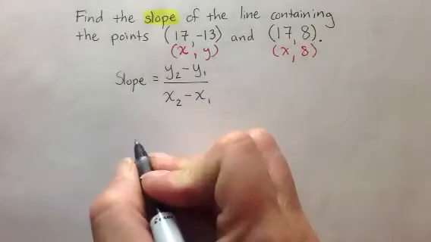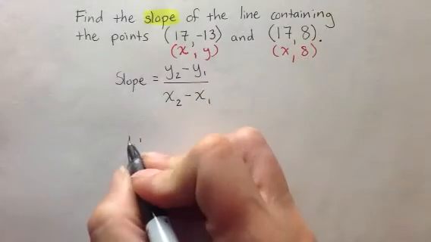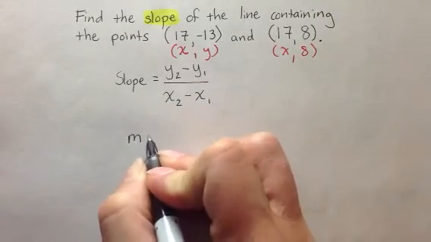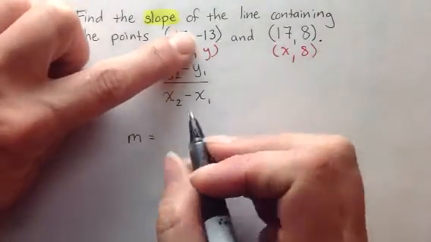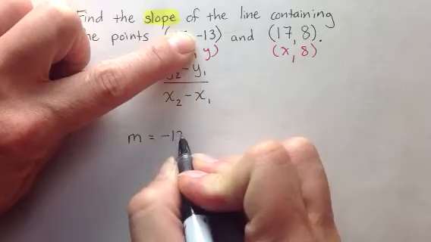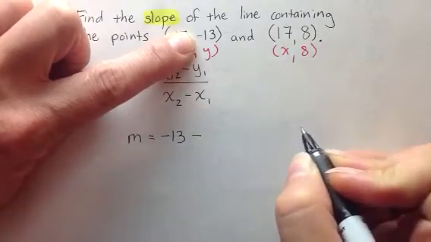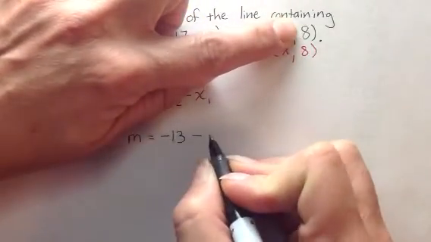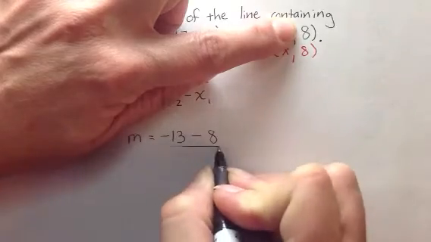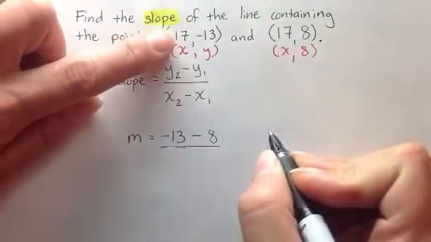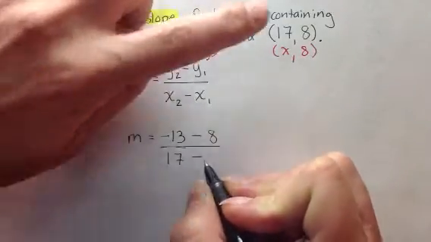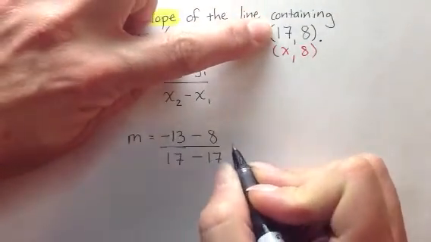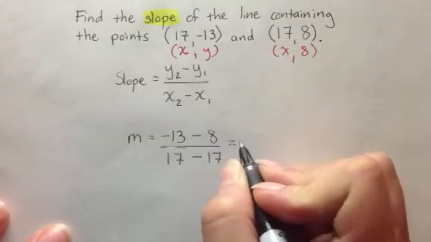So here we go. Slope, which we commonly use the letter M to represent, is y, I'm going to take from the left, -13, minus the y I'm going to take from the right, over x, I go left, minus the other x. Okay, and I'm going to go ahead and do this math.